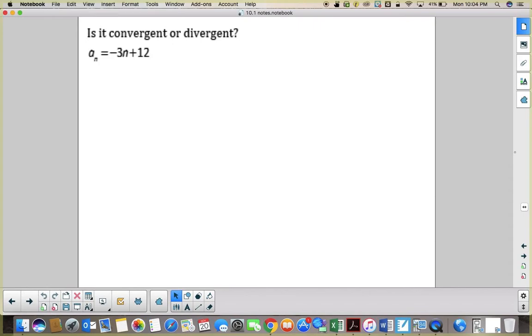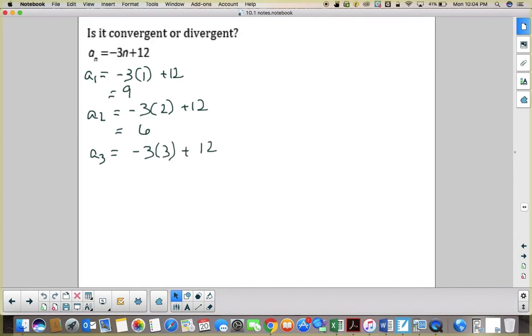Okay, so here's what we're going to do. We're going to put a couple of them in. Start with a sub 1: negative 3 times 1 plus 12, and that would give me 9. A sub 2 is negative 3 times 2 plus 12. Negative 6 plus 12 would give me 6. A sub 3, negative 3 times 3 plus 12. Negative 9 plus 12 would give me 3.